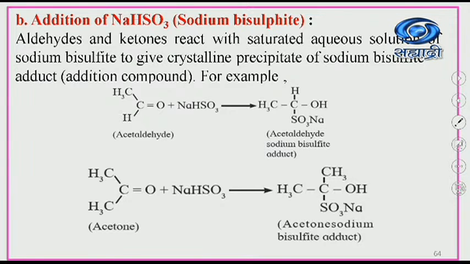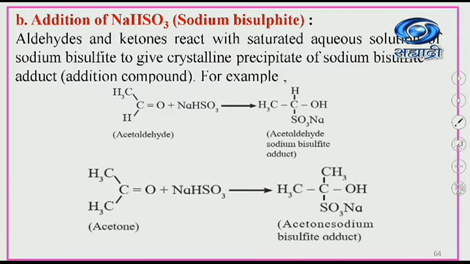For example, we'll take the example of acetaldehyde, CH3CHO, plus NaHSO3, sodium bisulfite. So addition will take place here and you will get CH3CH(OH)SO3Na. That is the acetaldehyde sodium bisulfite adduct. This is with the aldehyde.